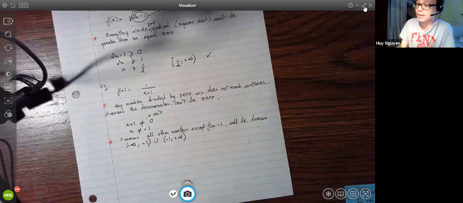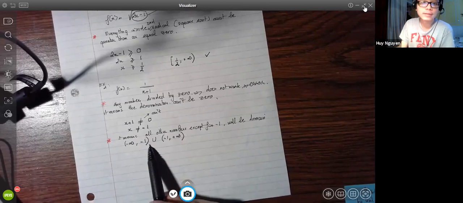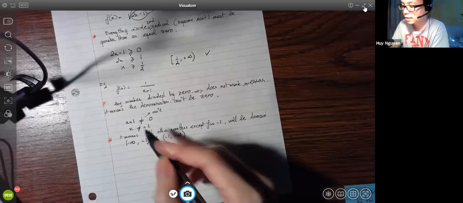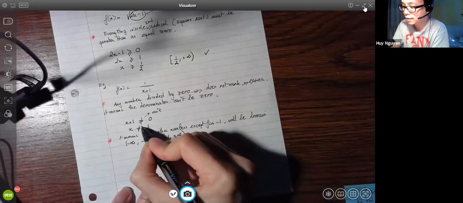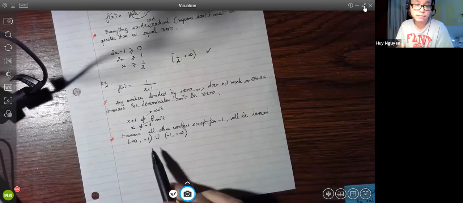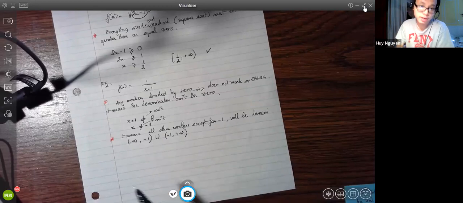The reason I put parentheses here is because we don't want to take -1. Because it says can't, right? So this means x can't be -1. That's why I use parentheses for not including. I cannot use a bracket, because if you use a bracket, that is included already. So you have to use parentheses. Everybody clear?